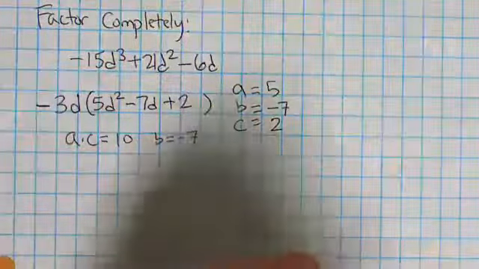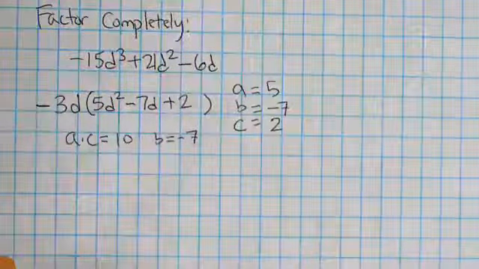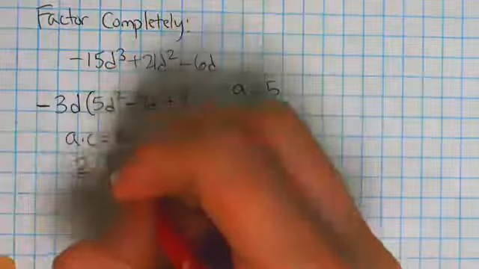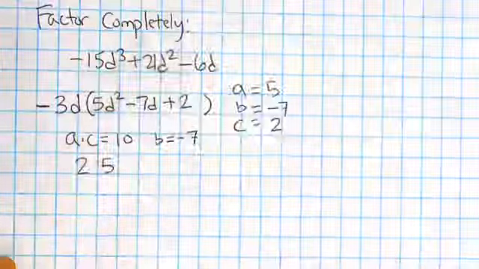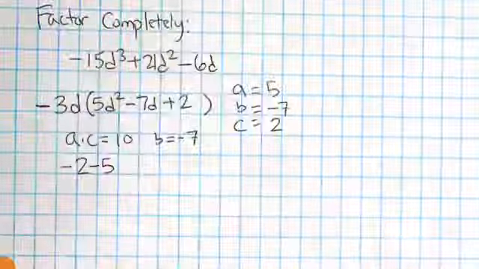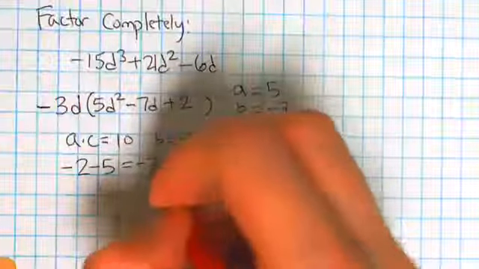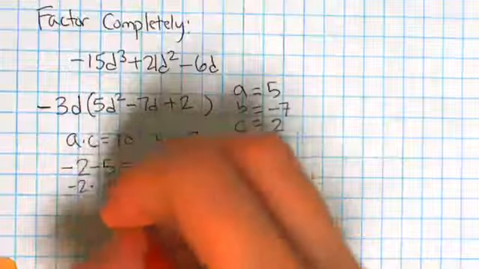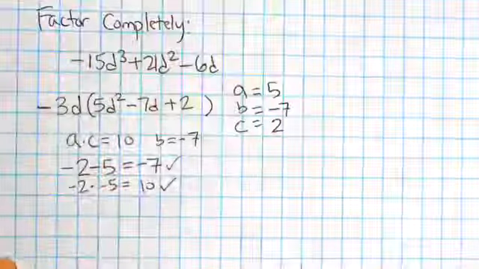And there are only 4 factors of 10, which are 1, 10, 2, and 5. And if you think about 2 and 5, 2 plus 5 is equal to 7. So that would mean that -2 minus 5 is equal to -7. So that checks out. And of course, -2 times -5 equals 10. So these are the factors we're looking for.